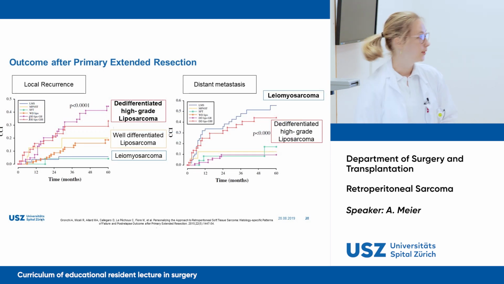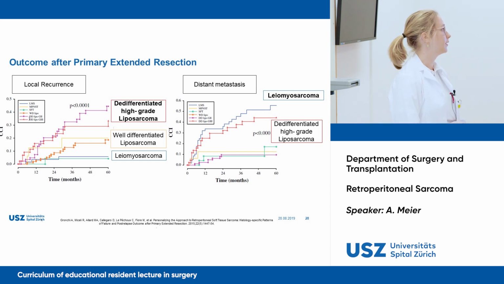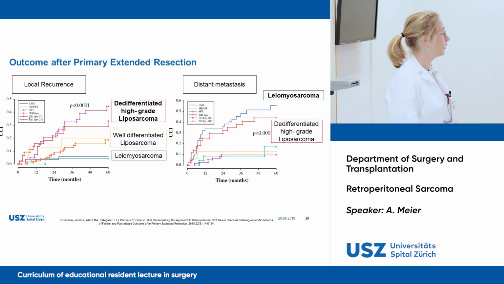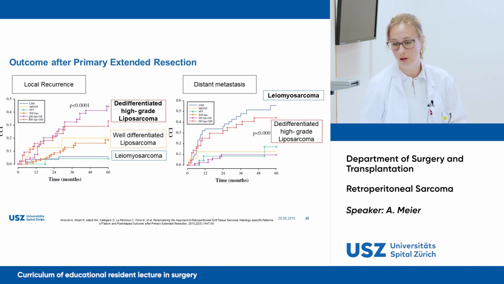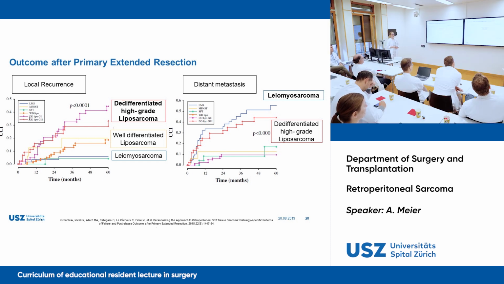Looking at the same entities for local recurrence, you see that the dedifferentiated high-grade liposarcomas recur more often. The well-differentiated liposarcoma is next, so both liposarcomas have a local recurrence more often than the leiomyosarcoma. They don't recur that often in the same place. Regarding distant metastases, the leiomyosarcoma is the one most known for distant metastasis. Then there is the dedifferentiated high-grade liposarcoma. And there is no metastasis for the well-differentiated liposarcoma, as I told you before.